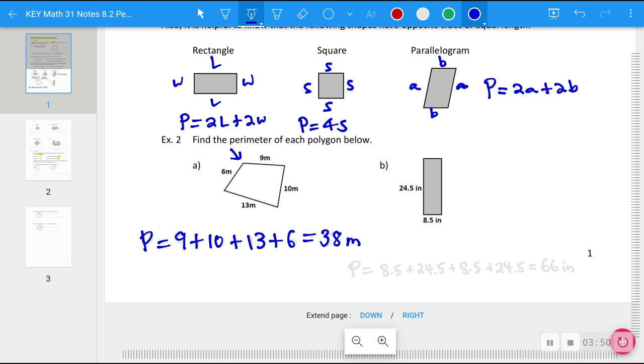Okay. On this rectangle, part B here, we have a 24.5 on the right side, and that would be the same as the one across from it. And likewise, in the other direction, you know that has to be 8.5 inches. So if you want to write it all the way out, it'd look like this. You could go 2 of each length, but I'm just going to write it all the way out. 8.5 plus 24.5 plus another 8.5 plus 24.5. And once you've worked your way all the way around, just add them all up and you get a perimeter of 66 inches.